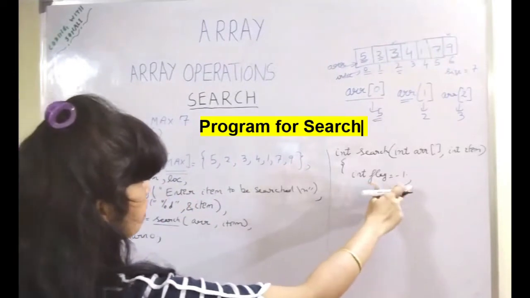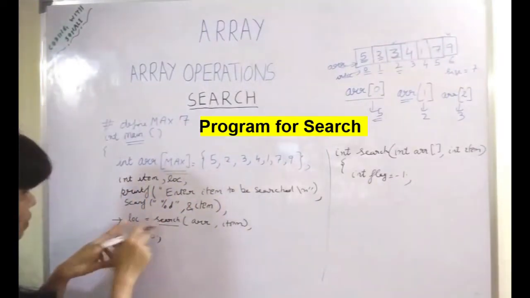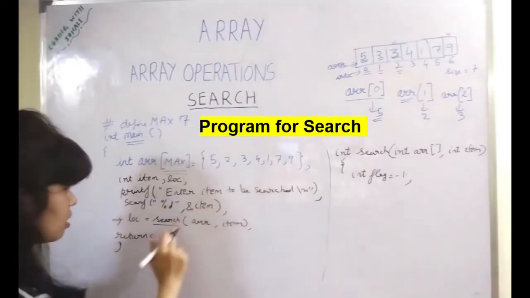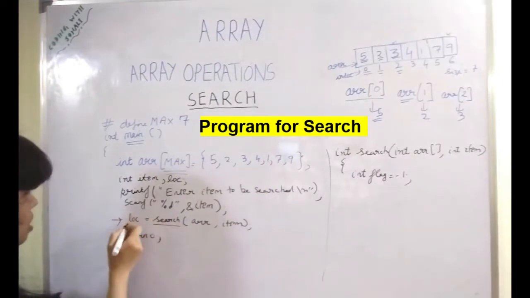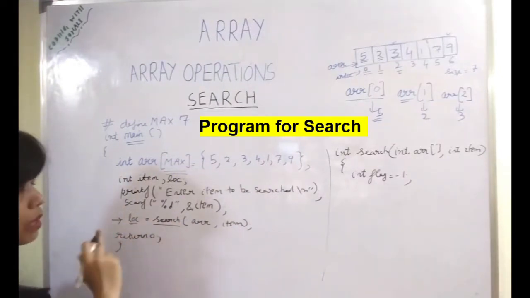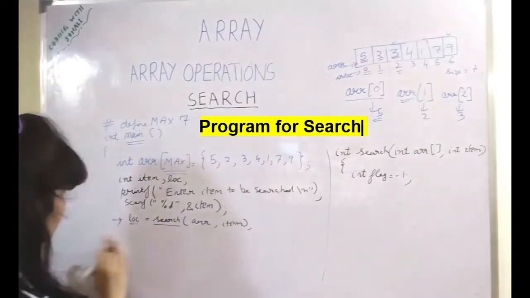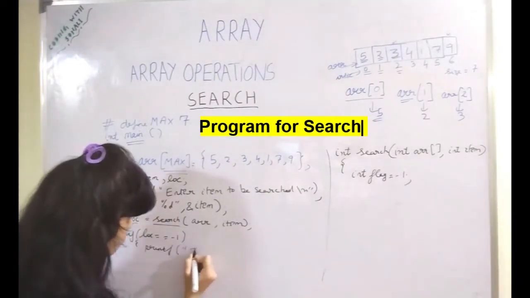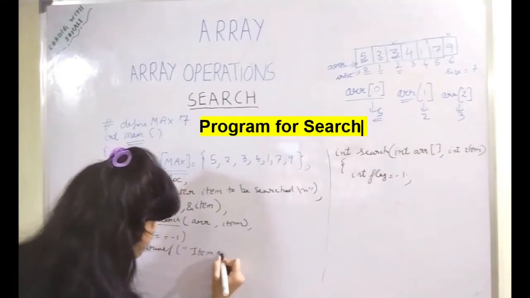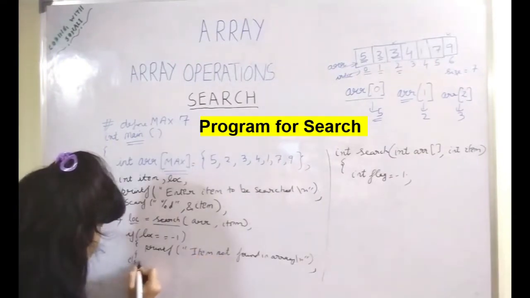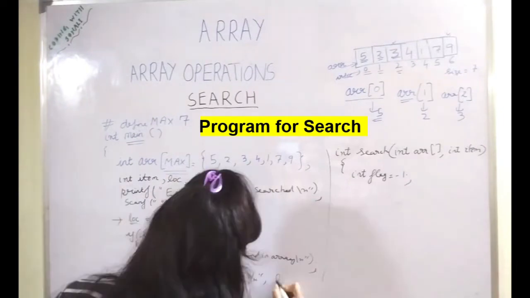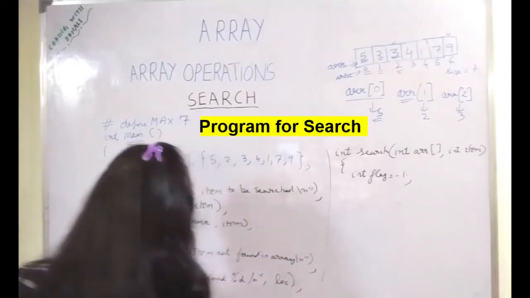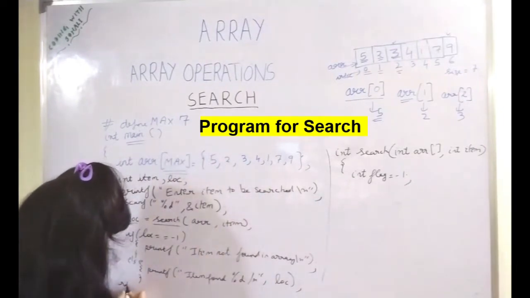So what will be returned then? Minus one will be returned. So where will it return? From where the search function was called, at this line. So this value will give us -1, and then I will take the if condition: if LOC is -1, print item not found. Or else, item found, LOC, that is the index of it, and then return 0 finally.